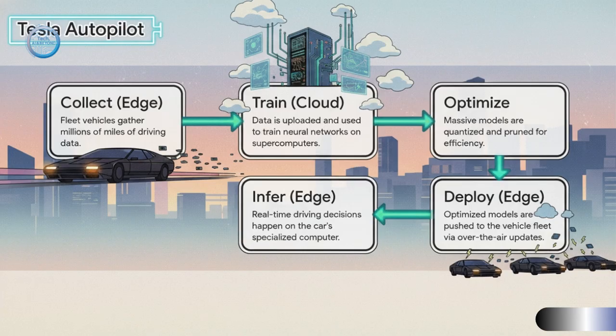Then, those smaller models are deployed back to the edge, pushed out to the entire fleet through over-the-air software updates. And finally, we're right back at the edge for inference. The real-time driving decisions, spotting lanes, other cars, traffic lights, all of that happens right there, on the car's own specialized computer. It's the entire pattern, in one perfect, continuous loop.